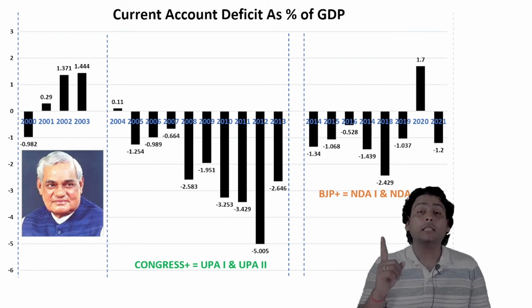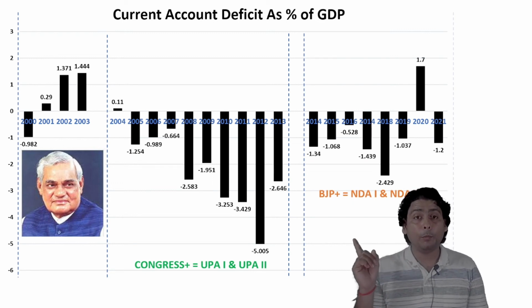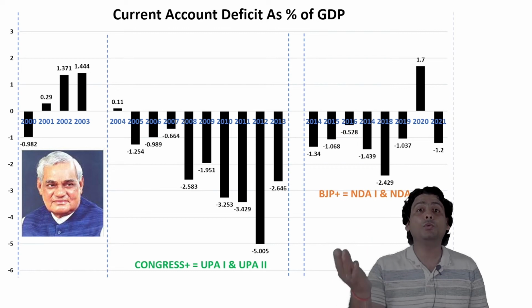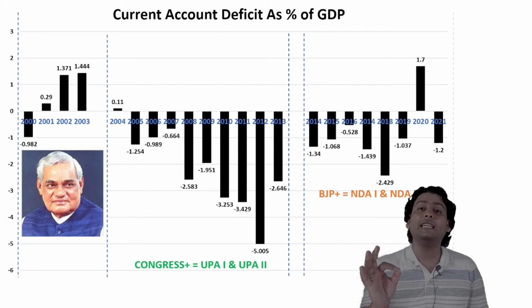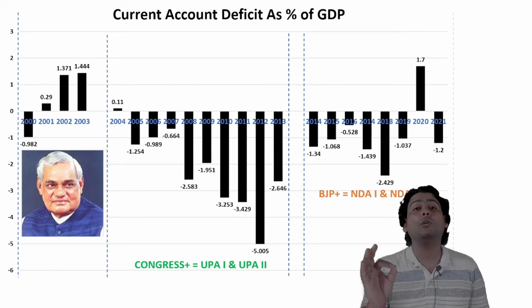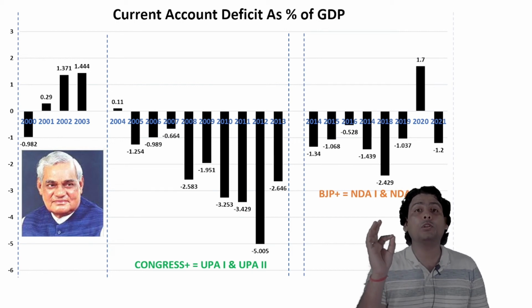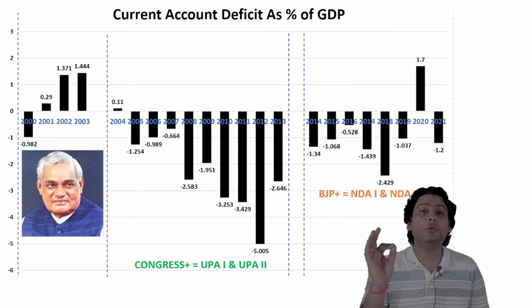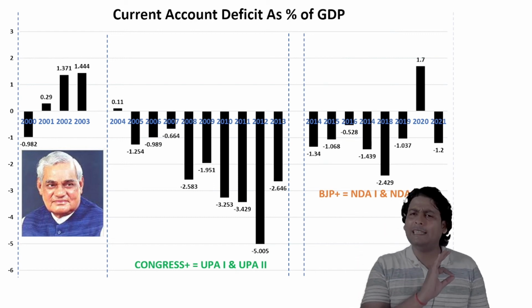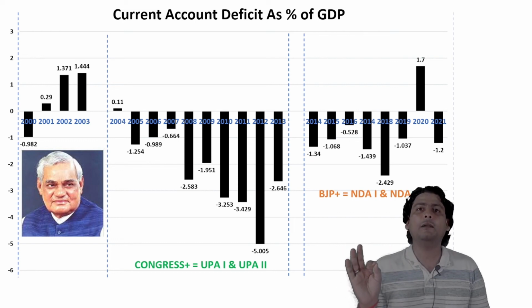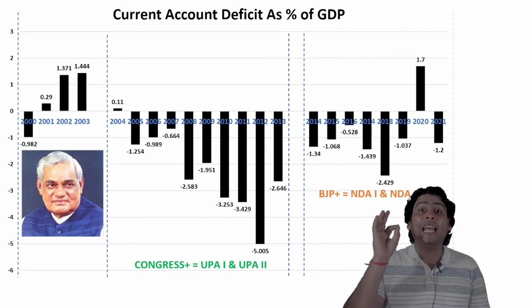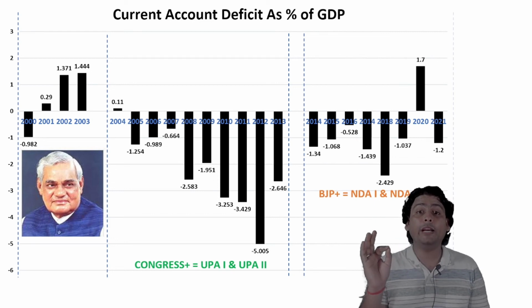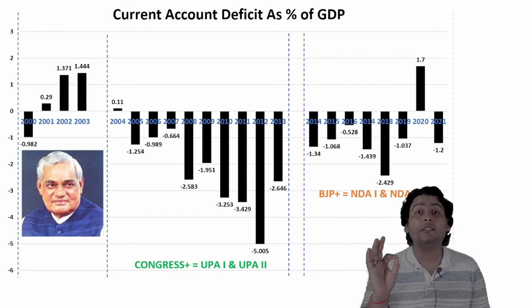But when the Congress government came into power in 2004 and took charge from the BJP government, it immediately started deteriorating the current account, and you can see from positive 1.44 we went to a low of 0.11, and then for the entire tenure of the Congress government it remained negative, reaching a historic record low in 2012 of minus 5%.